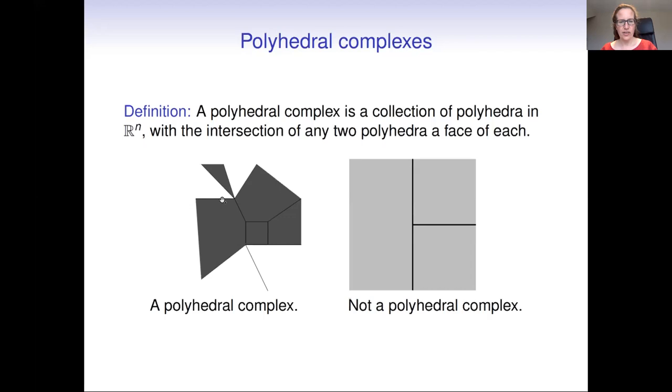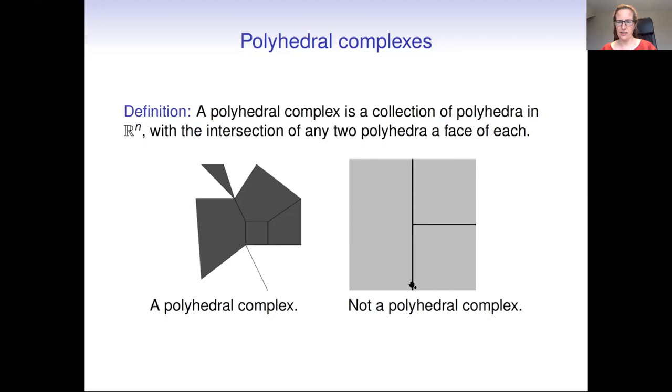Okay, so you can see here I've got a collection of polyhedra, and the intersection of any two is along vertices or edges, so they're all faces. On the other hand, this thing on the right is not a polyhedral complex, because if I look at this face here, this polyhedron and this polyhedron don't intersect along a face. The intersection is just going to be this ray, which is a face of this polyhedron, but it's not a face of this. This ray is contained in this face here, but it's not a face of it.